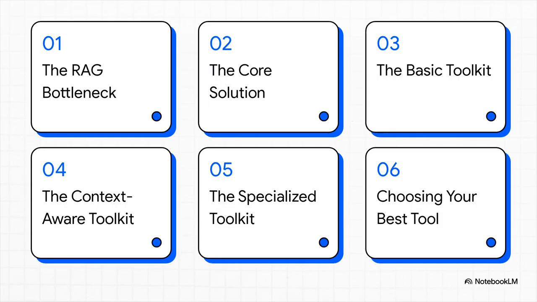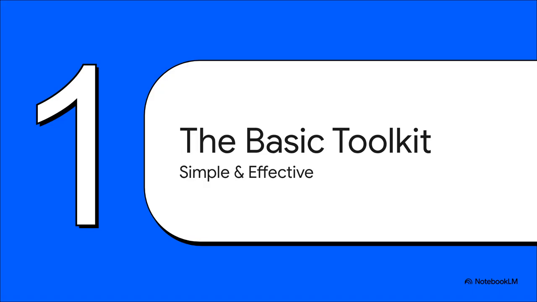So here's our game plan. We're going to dive straight into a bunch of different chunking toolkits. We'll start with the basics, then level up to some smarter, context-aware methods, and then get into the really specialized stuff. And we'll finish up by figuring out how you can choose the absolute best tool for whatever you're working on. All right, let's open up our first toolkit.